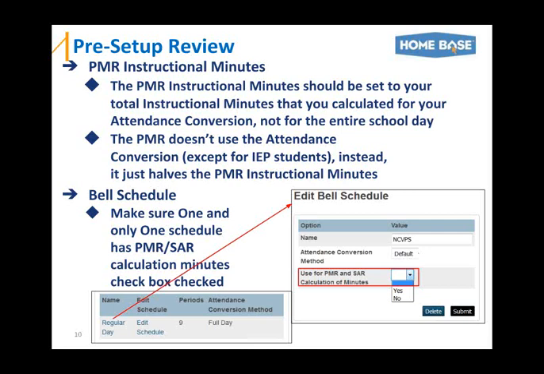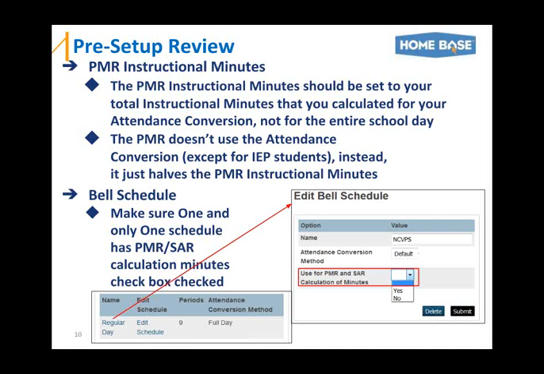And the other thing I want to talk to you about is making sure that one of your bell schedules, and just one, has that PMR calculation minutes box checked for it. So if you go into your bell schedules under school setup, bell schedules, you're going to choose your most regular day, whatever that's called at your school. You're going to click on it to open it up. And underneath, the last option says use for PMR and SAR calculation of minutes.